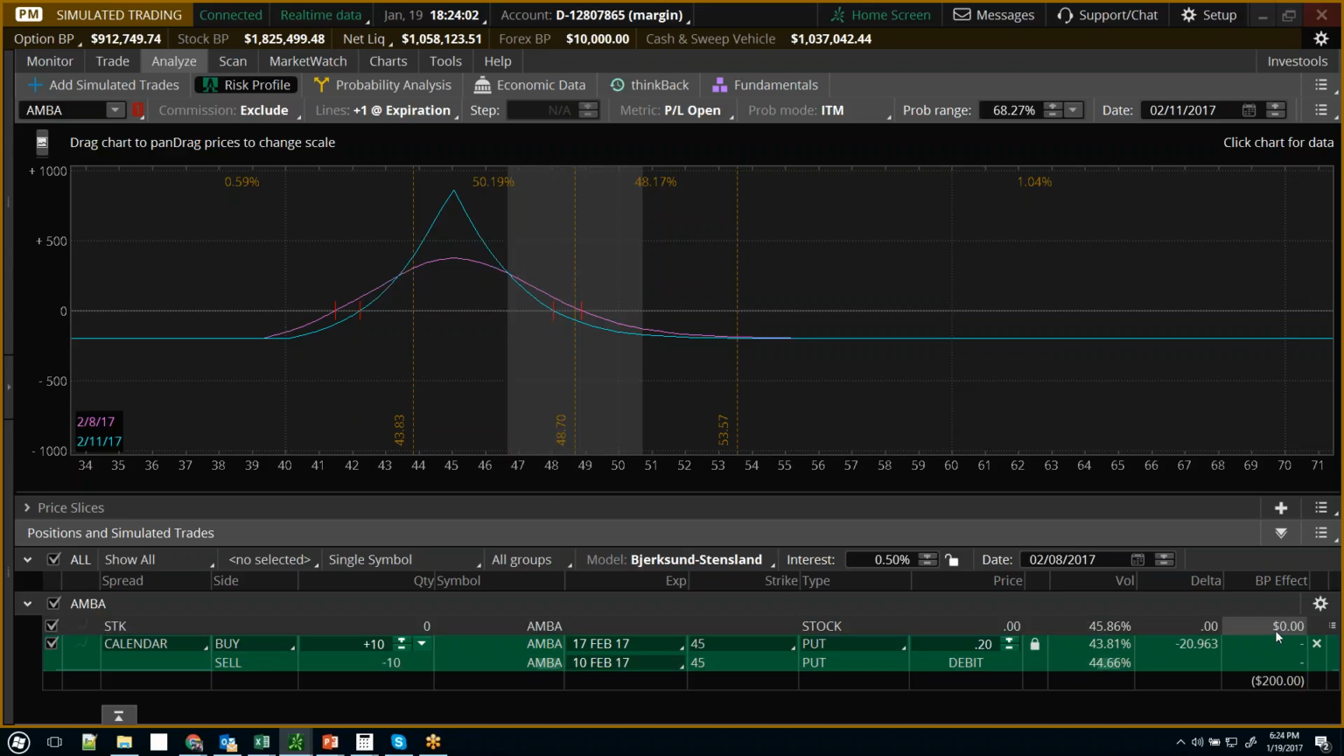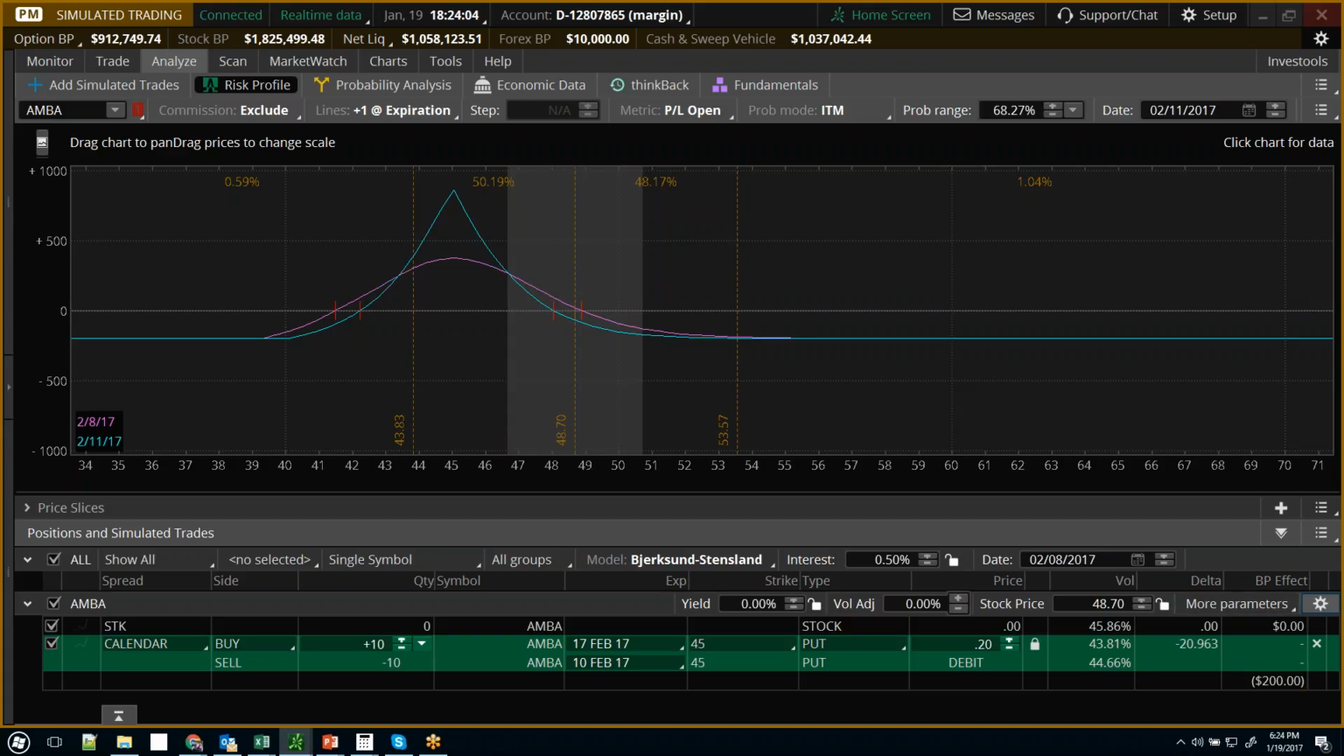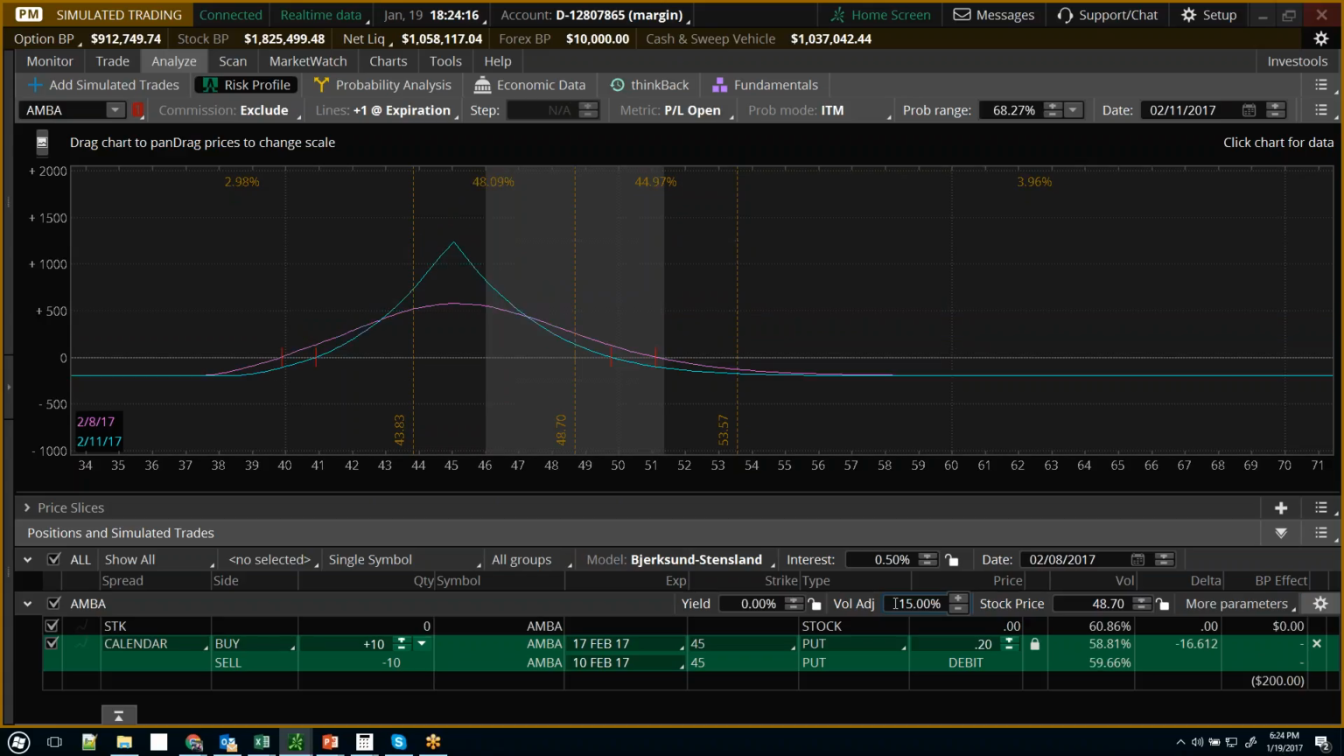But at the same time, it's also very, very sensitive to the rising implied volatility. So if the market were to crash, it's going to make Ambarella move a little quicker. It's going to raise implied volatility at the same time. And it is going to generate a greater P&L like this. In fact, if we get those 2 working together and it causes Ambarella to move down past our 45 strike, we are looking at a $200 trade right here.